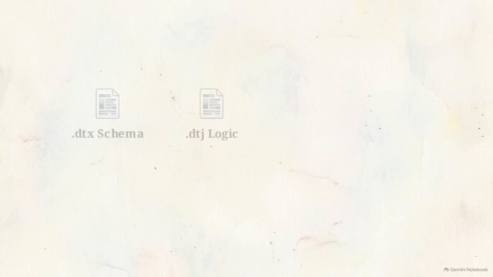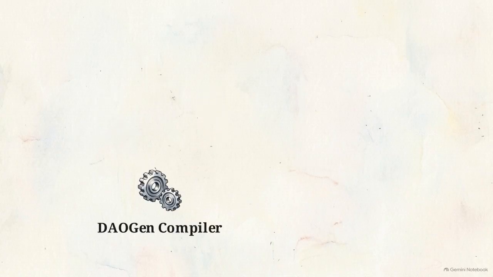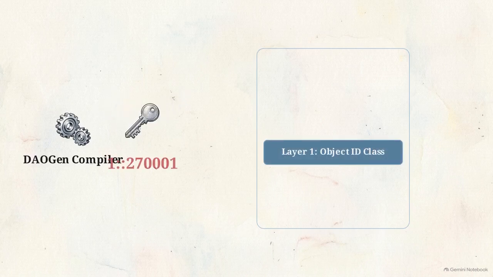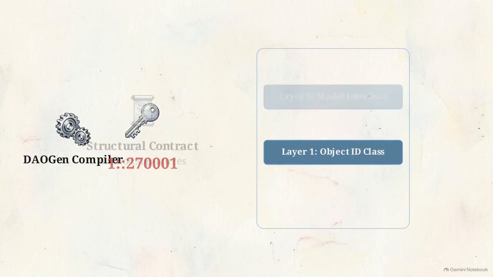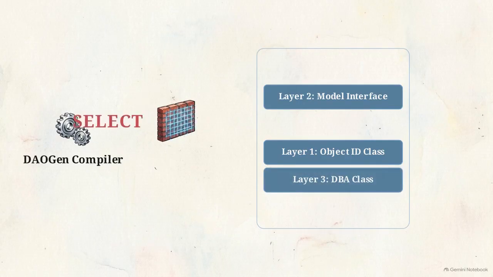At runtime, raw configuration files are not used directly. They must first be processed by the DAOGen compiler. Triggered during the build phase, DAOGen processes the configurations and outputs a standardized 6-tier Java class structure inside the DTV DTX jar file. Layer 1 is the object ID class. It encapsulates primary keys and auto-generates the hash code and string identifiers to track objects in memory. Layer 2 is the model interface, representing the structural contract that declares all method signatures for the generated entity.